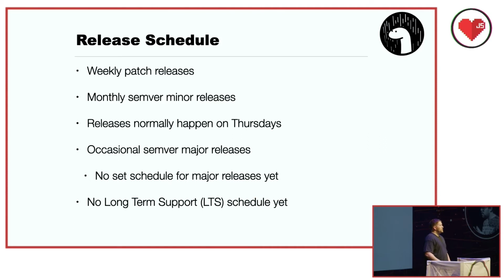So if you wanted to download and install Deno and keep up to date, there are weekly patch releases. There's also a monthly Semver minor release. These releases normally happen on Thursdays, so hopefully you won't update over the weekend and have things break and get paged. There are occasional Semver major releases. We're currently on the 1.0 release. No current timeline for when 2.0 will happen, but there are occasional releases. And there's not really a long-term support schedule yet, although that's something that I think is in the works.